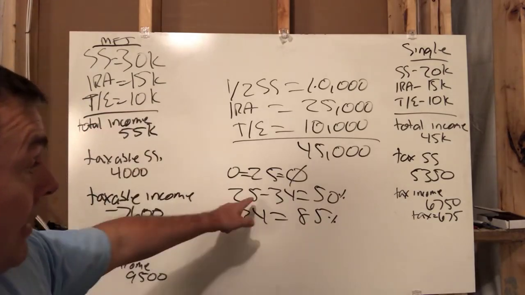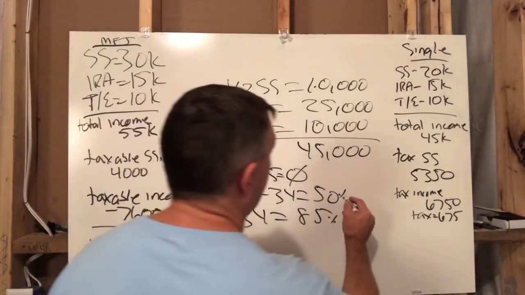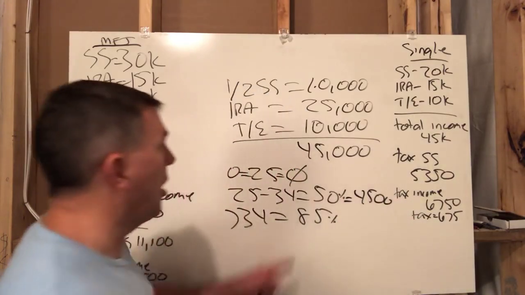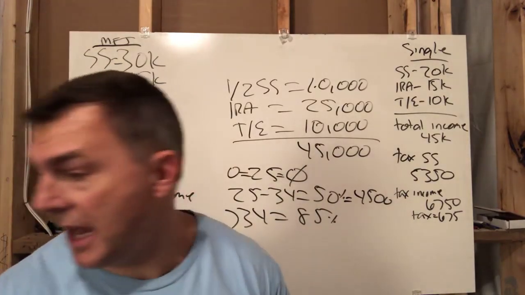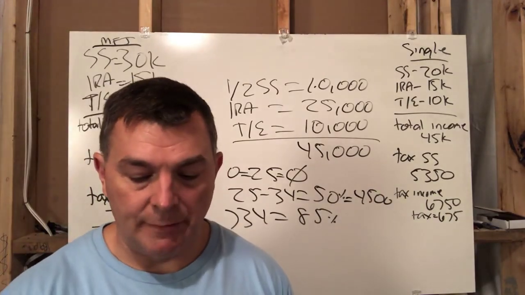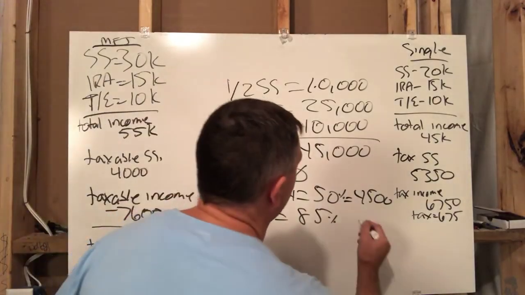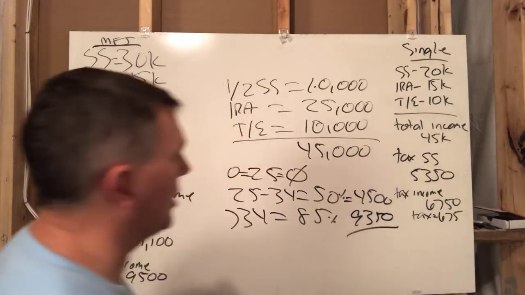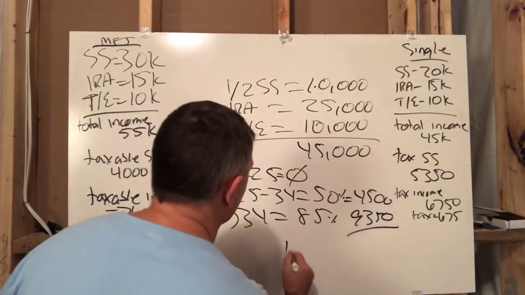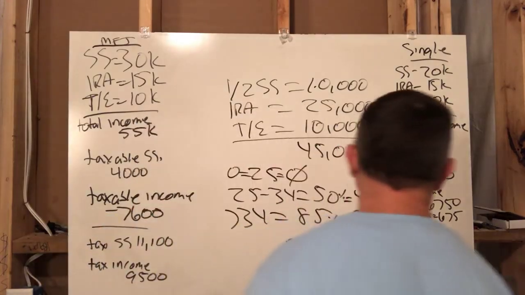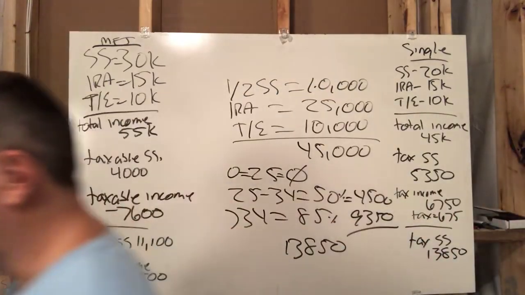So here we take our trusty calculator, and 34 minus 25 is $9,000, of which half is subject to taxation, which is $4,500. But now we also have 45,000 minus 34,000, which is 11,000, subject to 85%. So we take $11,000 times 0.85, which is $9,350, which means in this case she is going to have taxable Social Security of $13,850. So let's note that: taxable SS is 13,850. All right, so let's keep going.